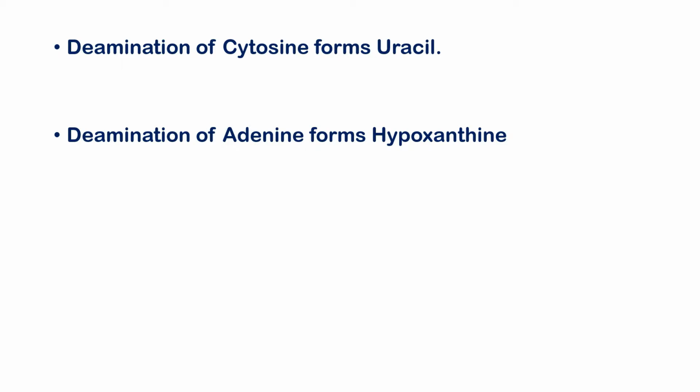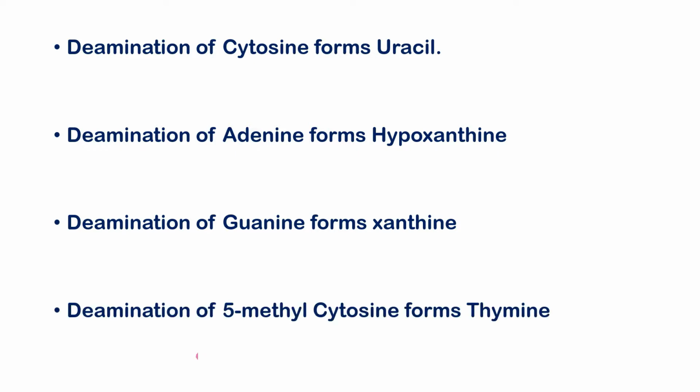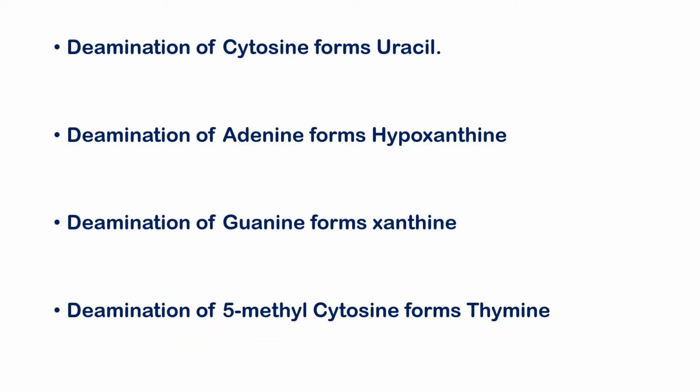We're going to go over the deamination of cytosine to form uracil, the deamination of adenine to form hypoxanthine, the deamination of guanine to form xanthine, and then the deamination of 5-methylcytosine to form thymine. And I have mnemonics for all of these. So for the first one, the deamination of cytosine to form uracil.